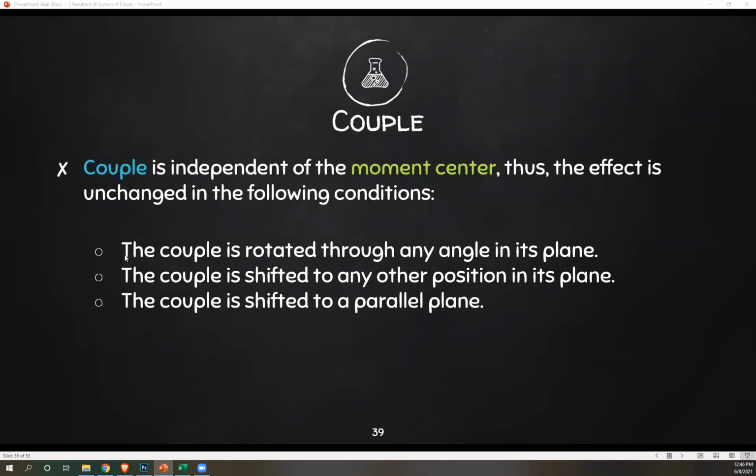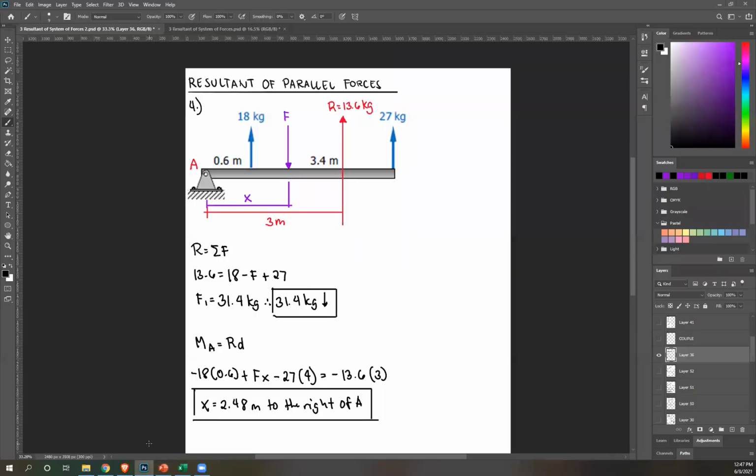So because of that, couple is independent of the moment center. Thus, the effect is unchanged in the following conditions. First, the couple is rotated through any angle in its plane. Next, the couple is shifted to any other position in its plane. And then next, the couple is shifted to a parallel plane. Let me illustrate all of that.